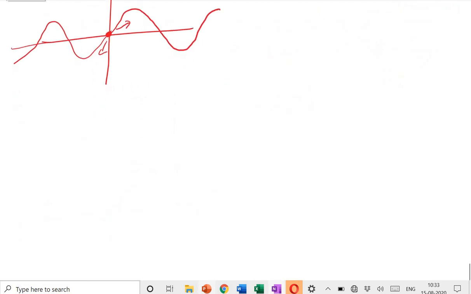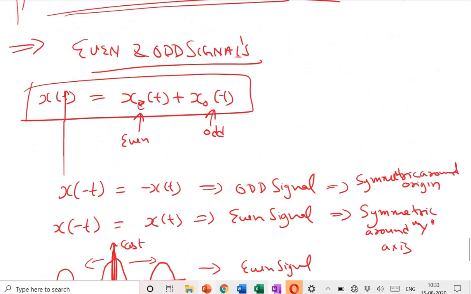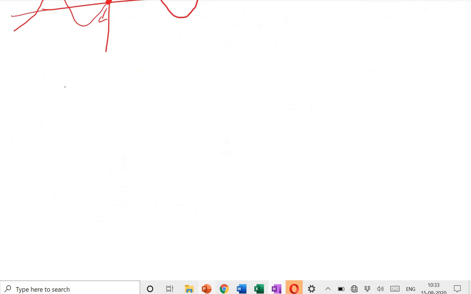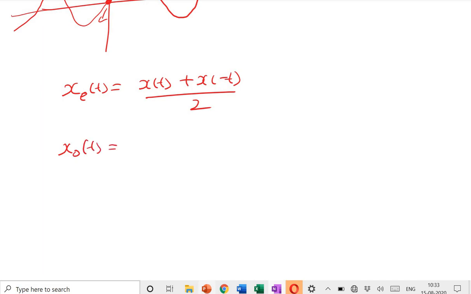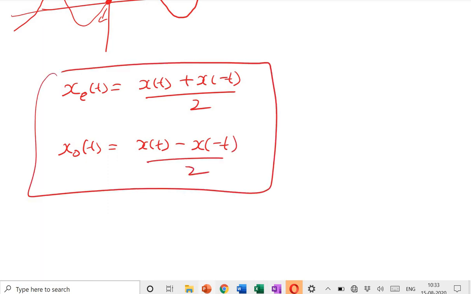Further, the expressions of the even and odd components can be written as follows. The even component of x of t can be written as x of t plus x of minus t divided by 2. Similarly, the odd component of x of t can be written as x of t minus x of minus t divided by 2. So this was all about the signals, the basic properties, some of the frequently encountered signals. In the coming lectures, we'll deal with the different types of systems, properties of systems, and so on.